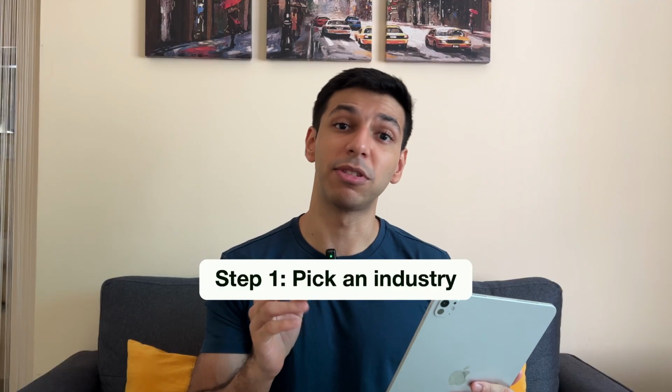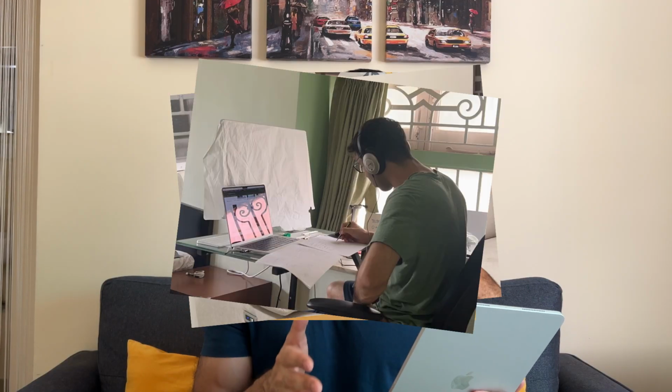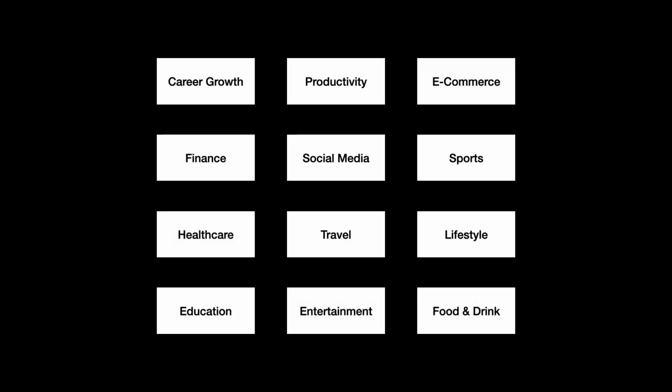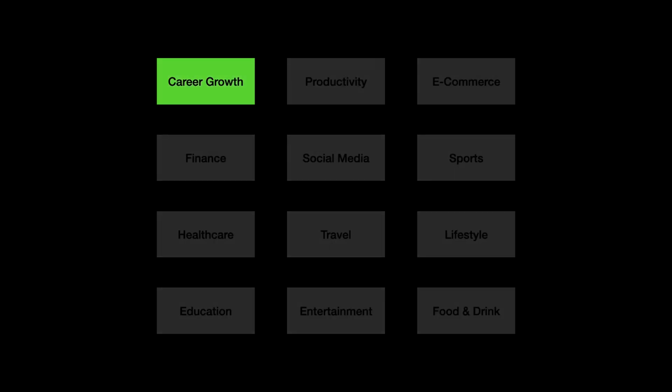So the first step is to pick an industry. Preferably you want to pick an industry that you have knowledge in or something that interests you. This will help you think of better ideas and solve for the problems more easily while working on the project. Here are a few examples of the most popular industries that you can choose from. So let's say I pick the career growth industry because as a UX UI educator, I have knowledge in this field and I want to help aspiring designers grow.